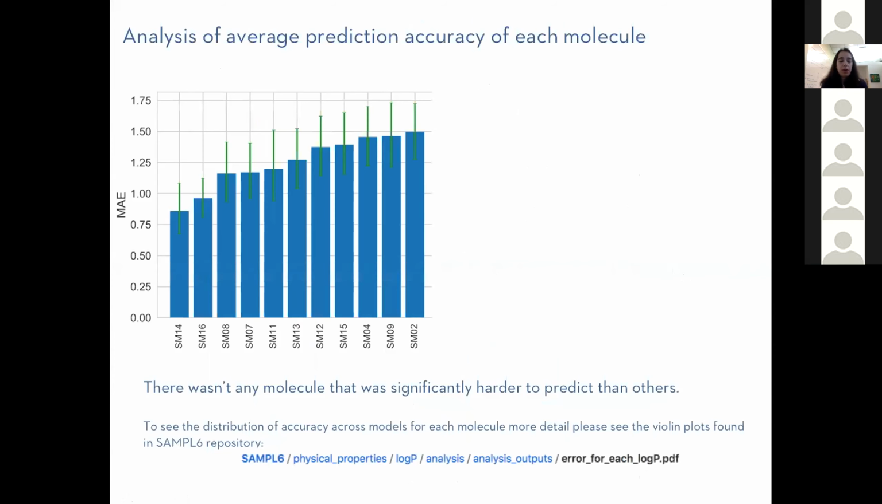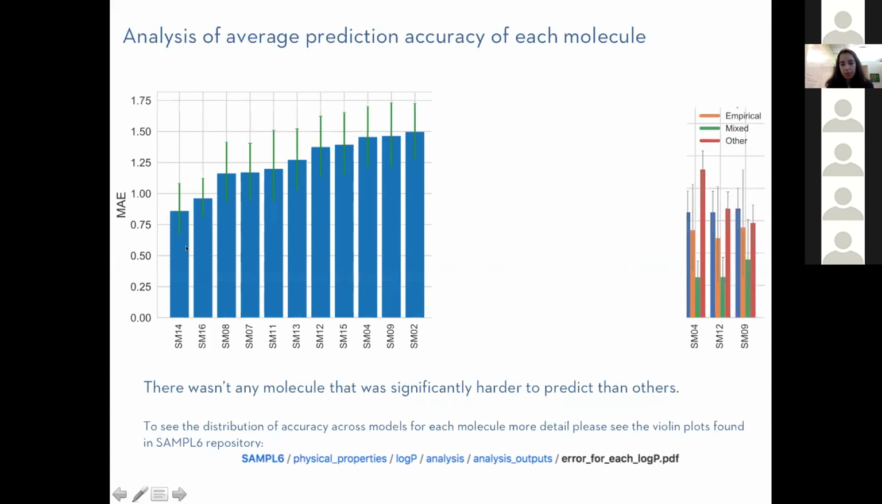So far I've compared average error across methods, averaged over all molecules. Now I'm going to show a different view where I'm comparing the difficulty of predicting different molecules, averaged over all the methods that predicted them. It seems that if I compare the mean absolute error of each molecule, there is no molecule that's significantly harder than the other ones. It looks like an almost even spread of difficulty in these molecules.